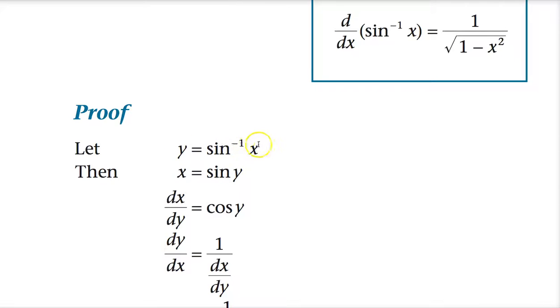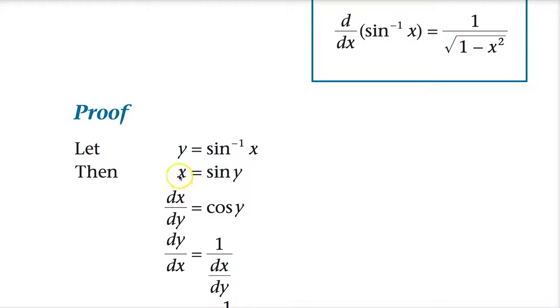So if y equals the inverse sine of x, then x equals sine y. Remember, we're trying to find dy dx, aren't we? If y equals inverse sine of x, x equals sine y. Why am I allowed to do dx dy? I'm differentiating with respect to what? Y. So I'm allowed to do dx dy because it's sine y over here.